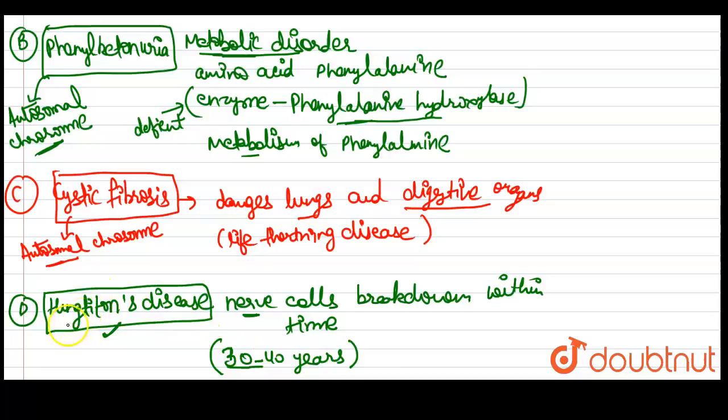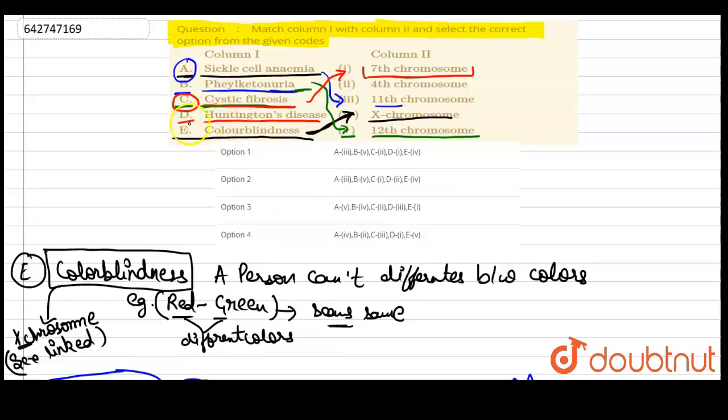And like the other diseases, phenylketonuria and cystic fibrosis, it is an autosomal linked disease, linked with the autosomal chromosome. So we see Huntington's disease is also autosomal chromosome linked, and it is linked with the fourth chromosome.